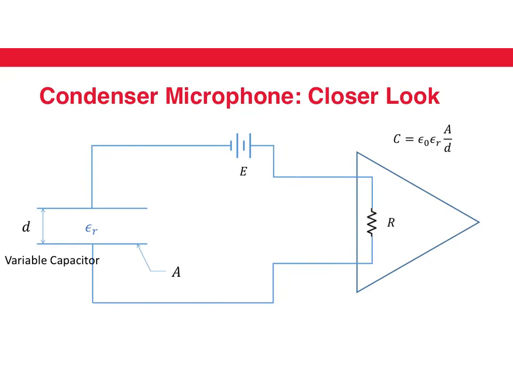The equivalent circuit of a condenser microphone is shown here. So we have a capacitor which changes in response to sound, and we have a voltage supply and a resistance attached. The output voltage across the resistance is picked up and amplified further.